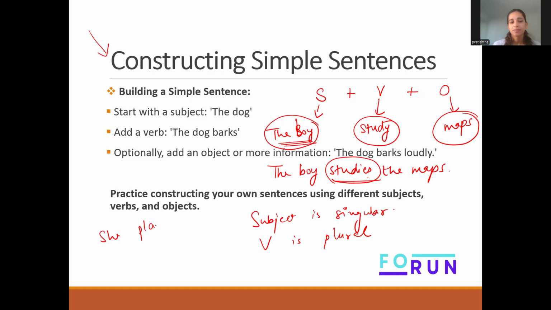She plays, but they play. She is singular, plays is plural. They is plural, verb is singular, right? So it is always opposite. If the subject is singular, verb is plural. If the subject is plural, verb is singular. Right? Always remember that. This is like a great tip.